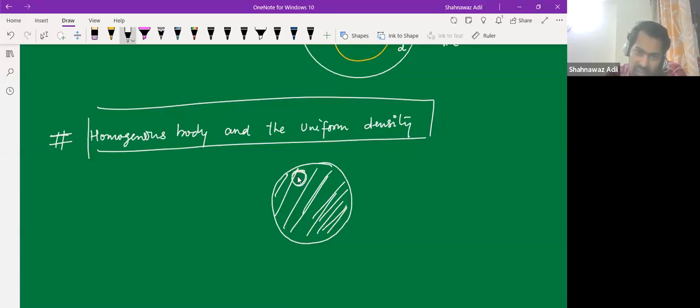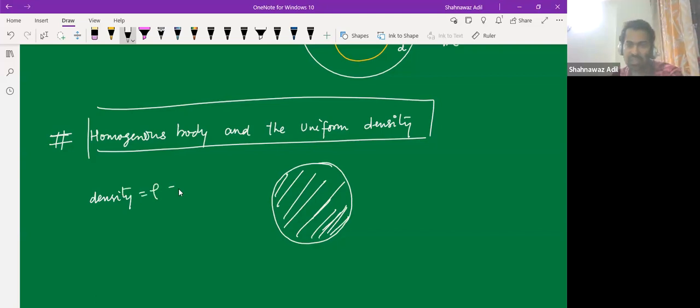If I take this region, then whatever particles are in there, there would be the same particles in there. If I take patches in here of the same area, the same particles would be there. If I take this area, the same particles would be there. So this type of body we call the homogeneous body, right? And for a homogeneous body, the density is uniform. So how do you calculate the density? Density is represented by rho.